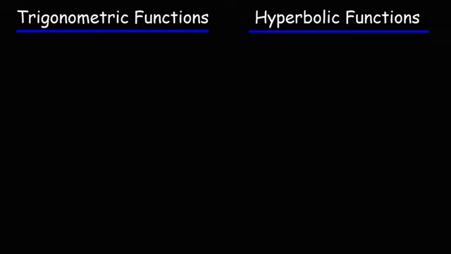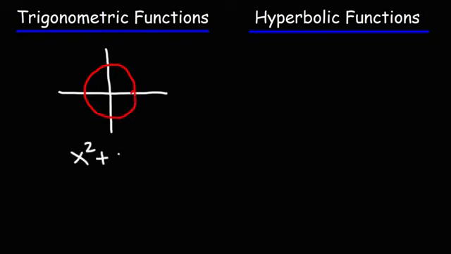In this video, we're going to talk about hyperbolic functions, and let's compare it with trigonometric functions. Trigonometric functions are based on the unit circle. The formula for that is x squared plus y squared is equal to 1. That is the equation of a circle where the radius has a value of 1. That's why it's called a unit circle, since r is 1.